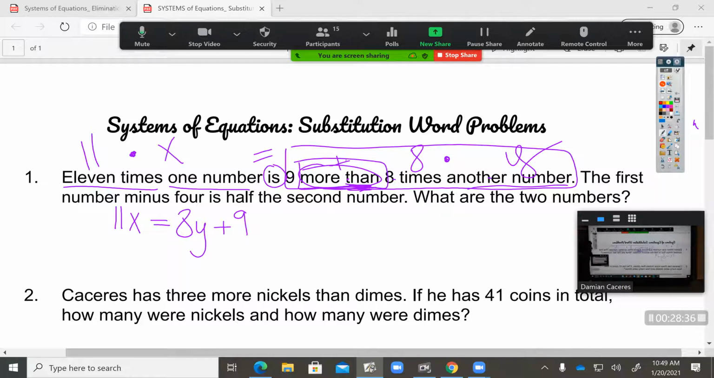Now, let's read the second part. The first number, which is x, because that's the first number we used, minus 4 means equals half of the second number, which is half y.